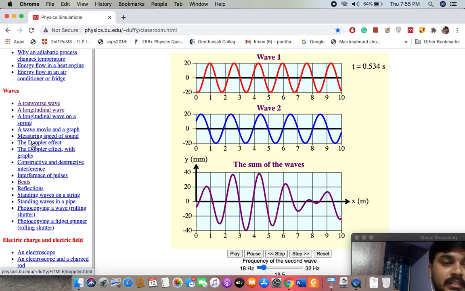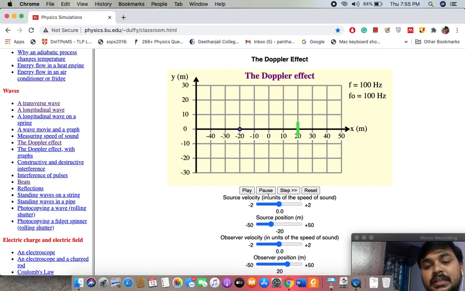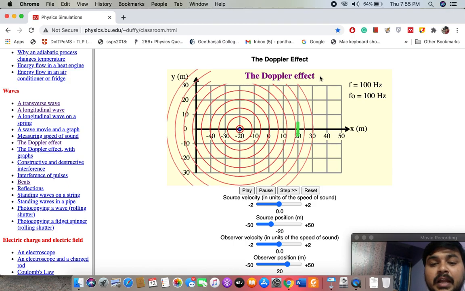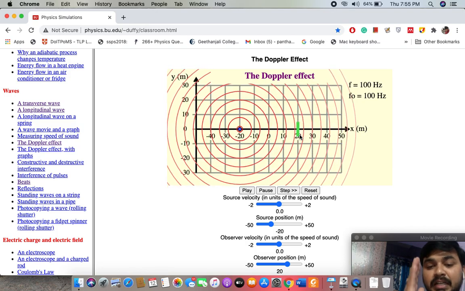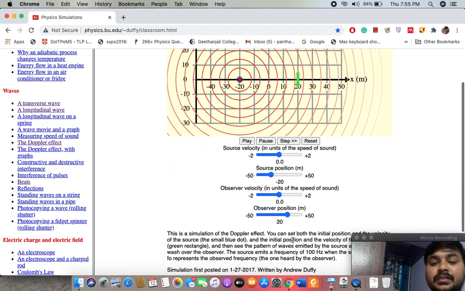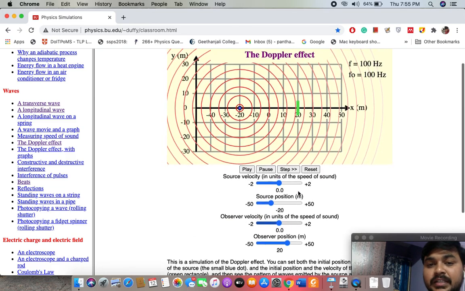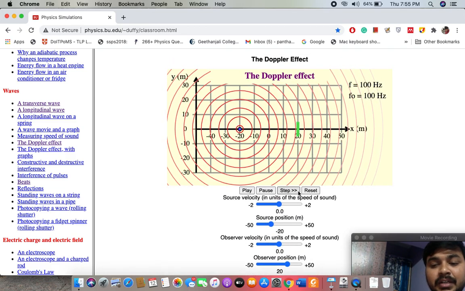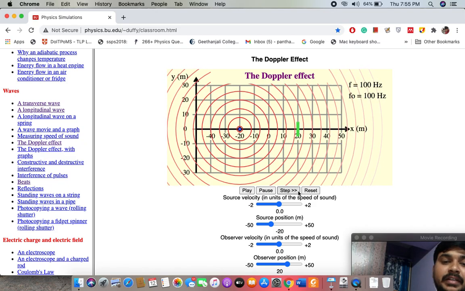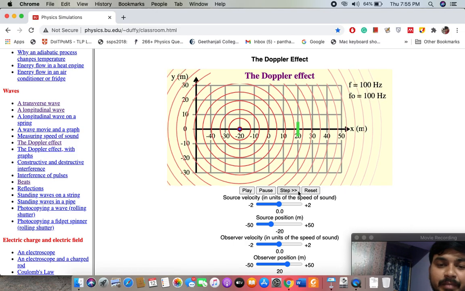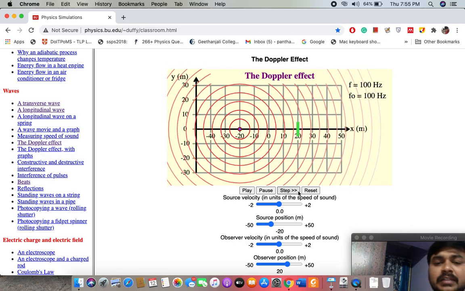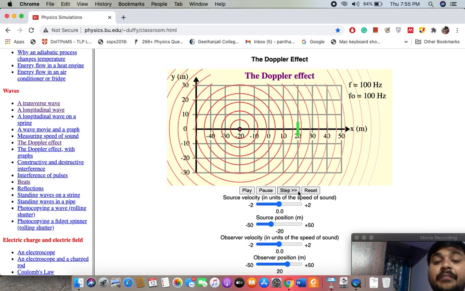So next, the Doppler effect. See, this is the Doppler effect. When the sound wave is produced and the observer is at rest, if both are at rest, you can change the speed, source position, observer velocity. So in a single animation you can explain the entire Doppler effect. As you all know, there are four concepts in the Doppler effect. Those four concepts you can explain here very effectively.